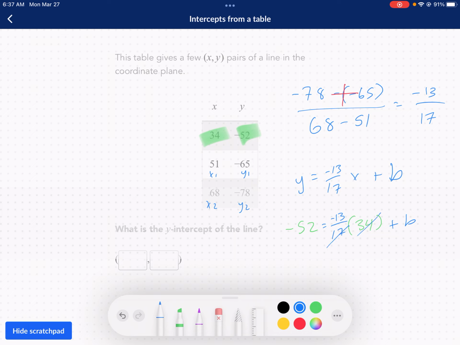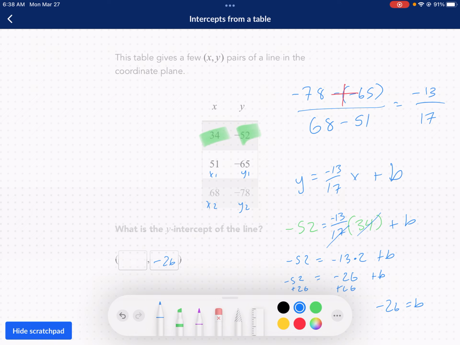34 cancels with the 17. You're going to have negative 13 times 2 plus b. That's the times, not 0.2. Negative 52. So this gives me negative 26 plus b, negative 52. And then I add 26 to both sides. And that should give me negative 26. So negative 26 equals b. And that's going to be my y-intercept.